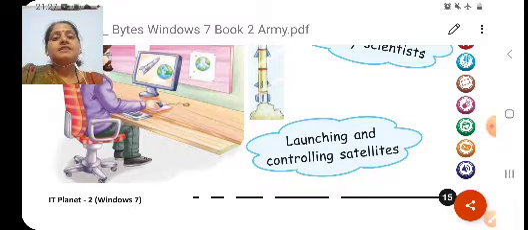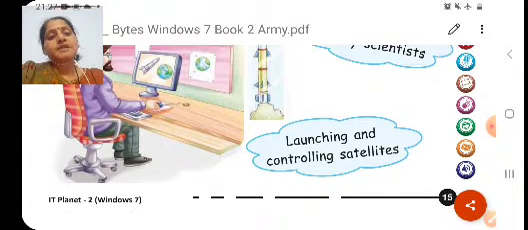So children, in this chapter we studied about different uses of computer, as well as per its use it is the places where it is used.